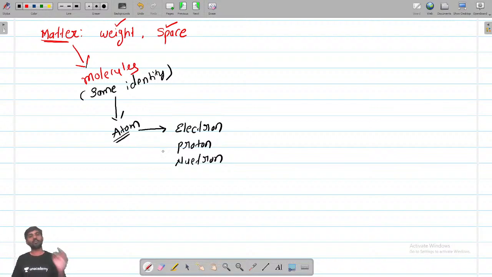So understand very importantly: anything which has some weight and occupies some space is called matter. Matter is divided into molecules, molecules are subdivided into atoms, and each atom consists of these fundamental particles: electron, proton, and neutron, which is very important. Now we'll move on.